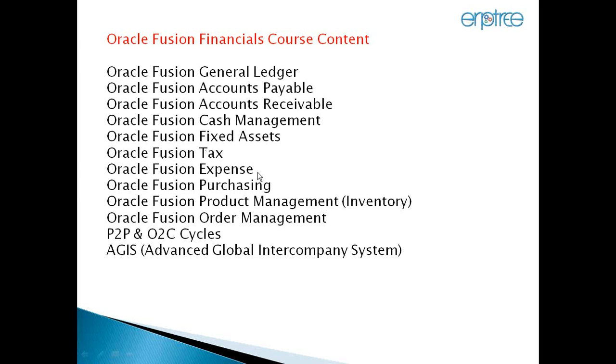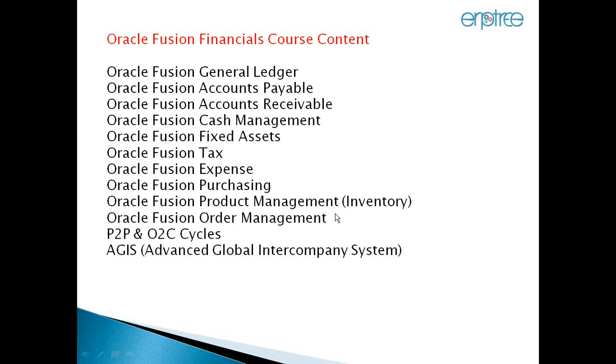Fusion Expense is nothing but iExpense as per EBS. We'll see the basic configuration and create an expense report. We'll convert it and create an invoice in Payables. And Fusion Purchasing and Fusion Product Management. In Fusion, you don't see any application called Inventory. In place of Inventory, they've given Fusion Product Management, or you can call it Product Management Hub.